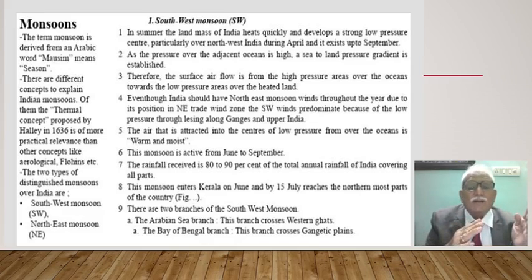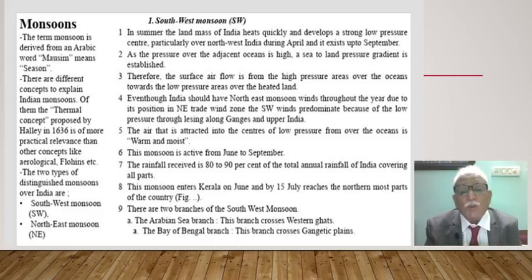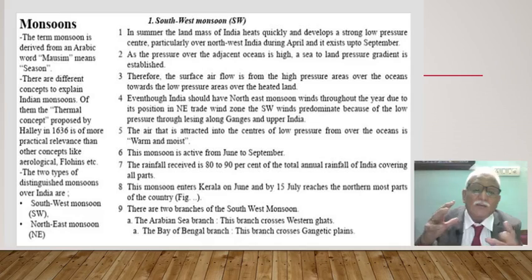So there is a low pressure in the northwest India, and in and around that, the adjacent oceans have a high pressure. So there is a gradient between high pressure and low pressure. Therefore, a surface airflow is from high pressure areas over the ocean towards the low pressure areas over the heated land. From high pressure to low pressure, the winds blow.